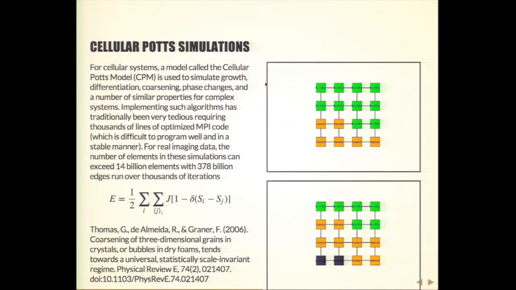Similarly, for other types of simulation, such as cell growth, there's a tool called the cellular Potts model, which is used to model how tumors grow or how cells divide. It's a similar technique where you can use this GraphX approach to create the network from your imaging data and then study how these networks change with time by applying relatively simple rules to each node. For a standard data set, the number of elements would be around 14 billion, with 378 billion edges.